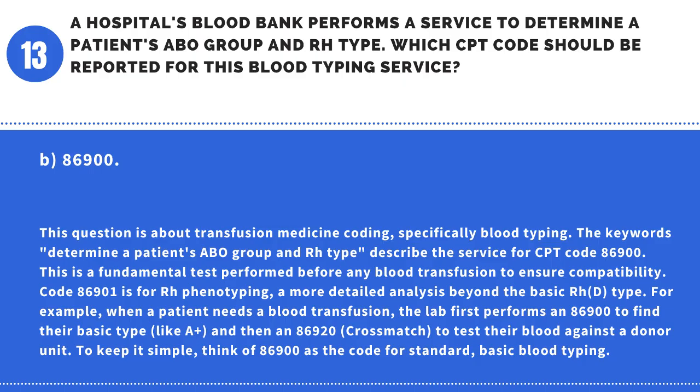For example, when a patient needs a blood transfusion, the lab first performs an 86900 to find their basic type, like A+, and then an 86920 cross-match to test their blood against a donor unit. To keep it simple, think of 86900 as the code for standard, basic blood typing.